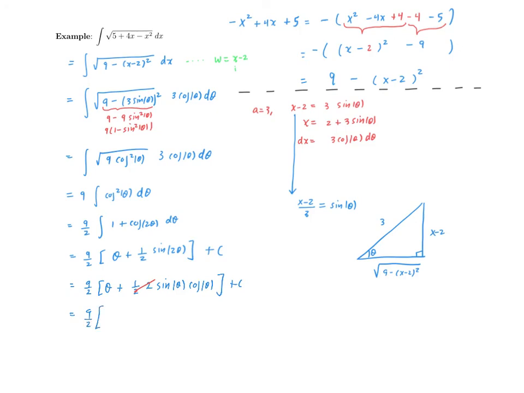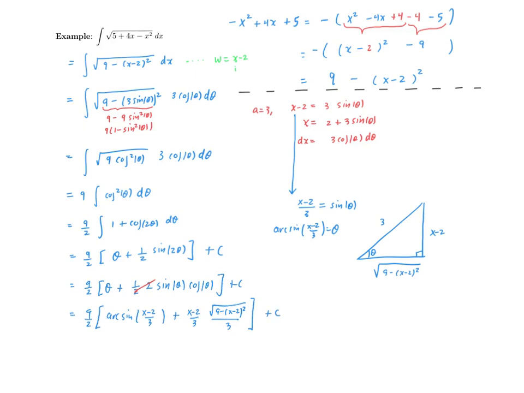Theta can be given in terms of arc sines. Arc sine of x minus 2 over 3 is theta. Plus, we have sine of theta, which is x minus 2 over 3. And then looking at our right triangle, cosine of theta is the square root of 9 minus x minus 2 squared, all over 3.